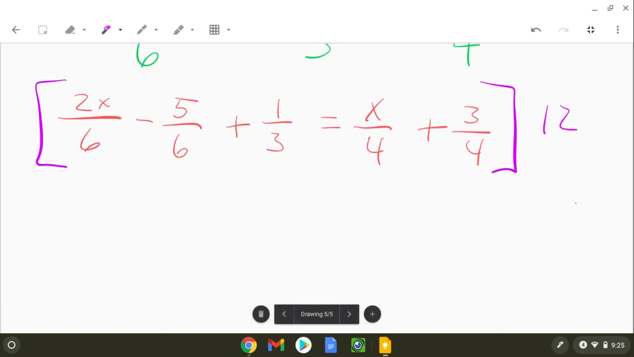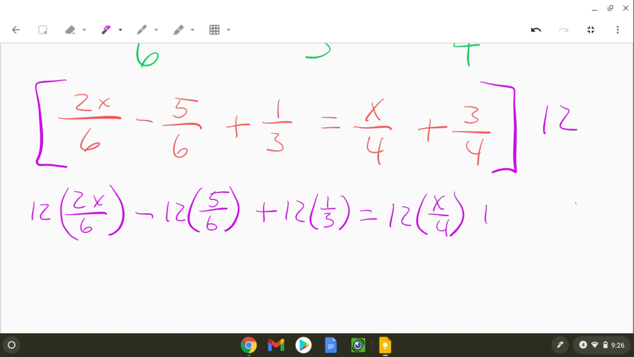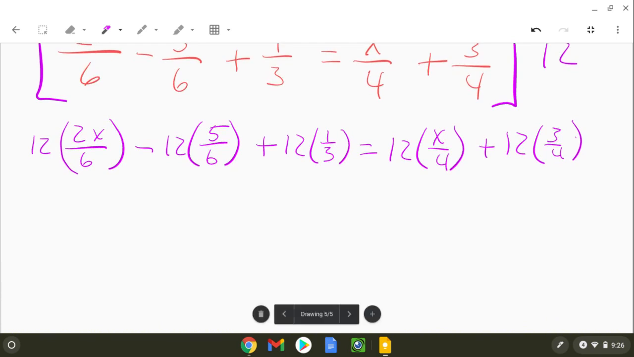So I'm going to be doing 12 times this guy. I'm going to show my work here. You don't have to show it quite like this; I'll show you where you can skip a step. So 12 times that, and then minus 12 times the 5 over 6, and then plus 12 times the 1/3. I'm just trying to be clear on how I'm showing it to you. And then 12 times the x over 4. So I'm distributing this 12 through all pieces. This next step is probably where you could have just skipped to.